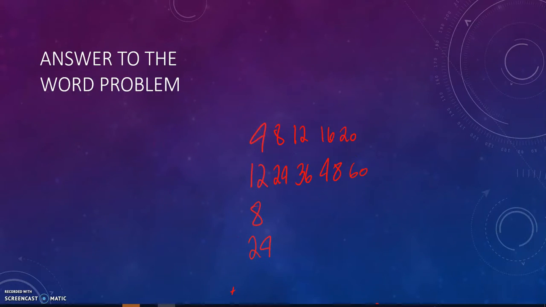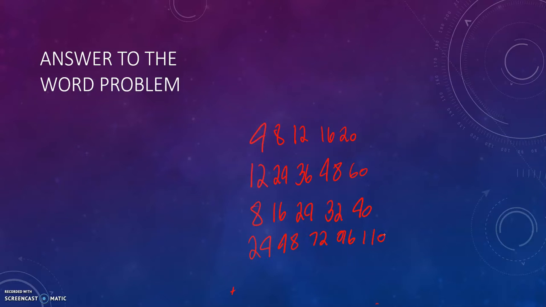So now you do 8, 16, 24, 32, 40, then 12, then it's 24, 48, 72, 96, 110. So now check. Is there any common multiples? Well, it doesn't really look like it. So we have to keep listing.